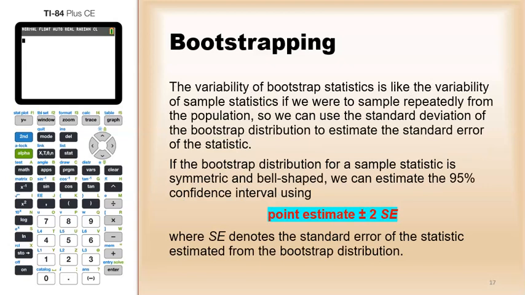Now, the variability of bootstrap statistics is like the variability of sample statistics if we were to sample repeatedly from the population. So we can use the standard deviation of the bootstrap distribution to estimate the standard error of the statistic. If the bootstrap distribution of a sample statistic is symmetric and bell-shaped, we can estimate the 95% confidence interval using this formula of point estimate plus or minus 2 times the standard error, where SE stands for the standard error of the statistic estimated by the bootstrap distribution.